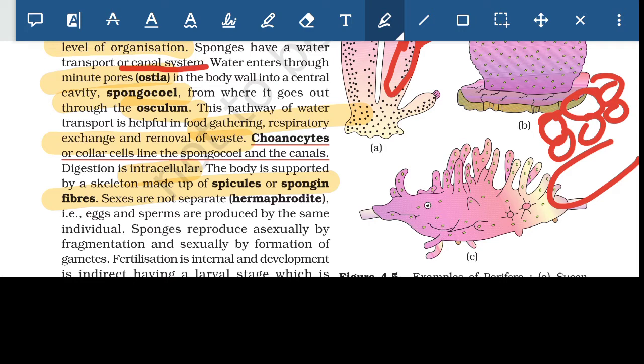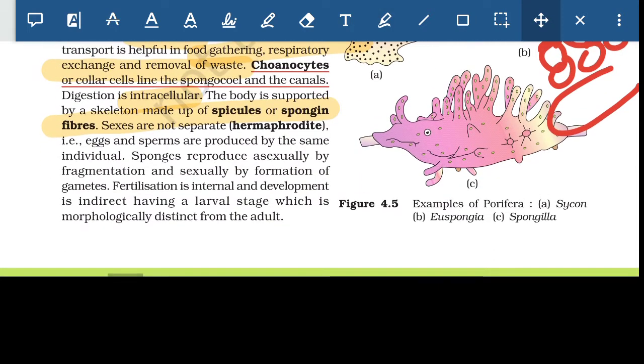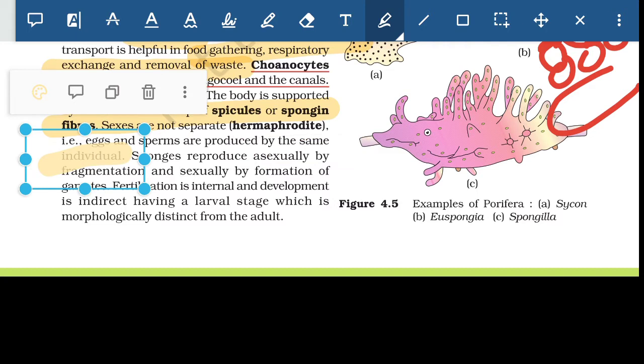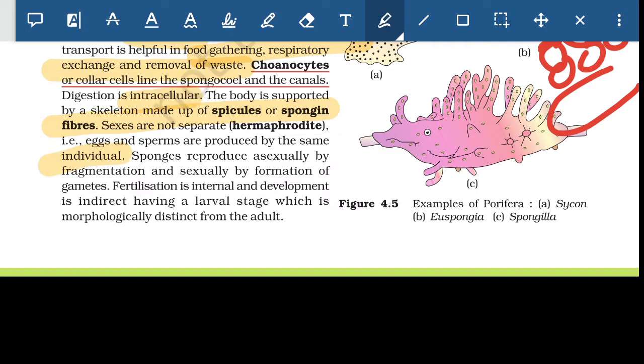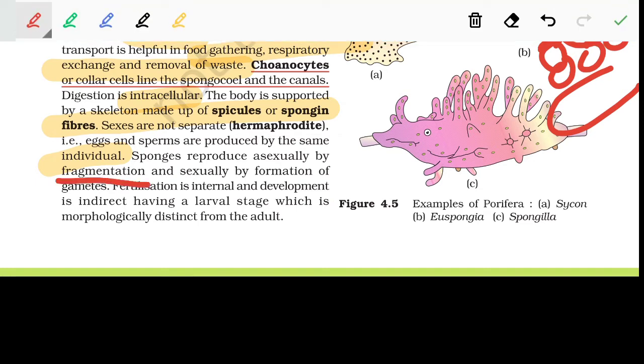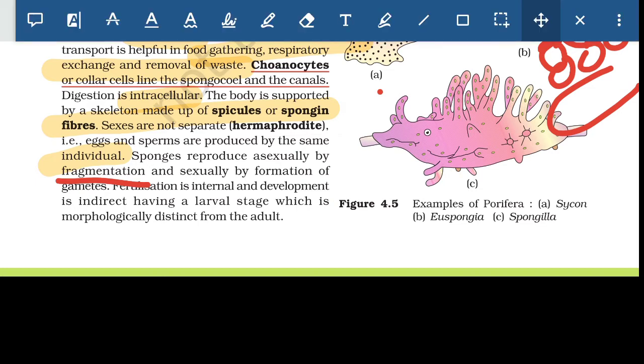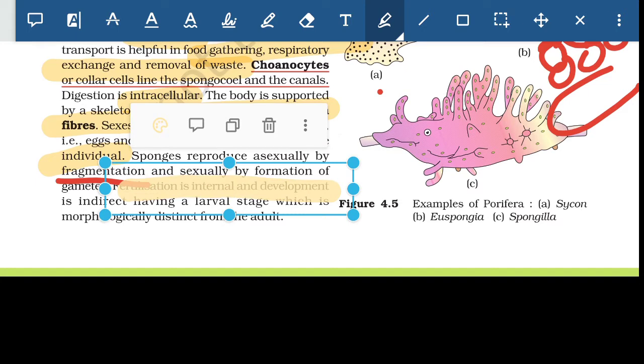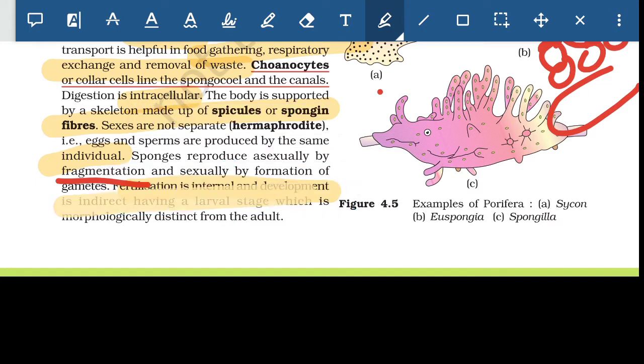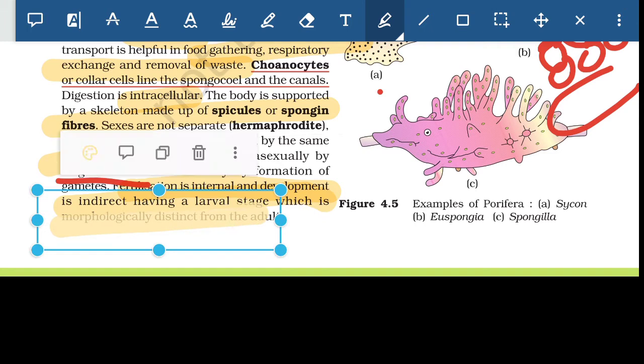Sexes are not separate, that means they are hermaphrodite, that means both the sexes are present in one organism, that is, egg and sperm are produced by the same individual. Are you getting it? Sponges reproduce asexually by fragmentation. This is very important. They reproduce by fragmentation and sexually by formation of gametes. Fertilization is internal, this is also important. Fertilization is internal and development is indirect. Indirect development means there is formation of larva.